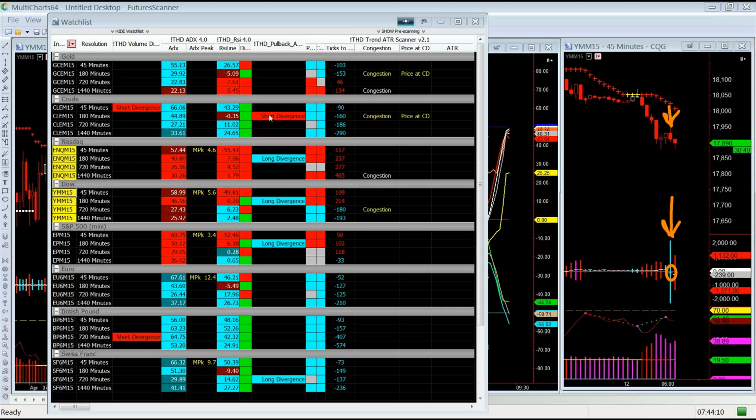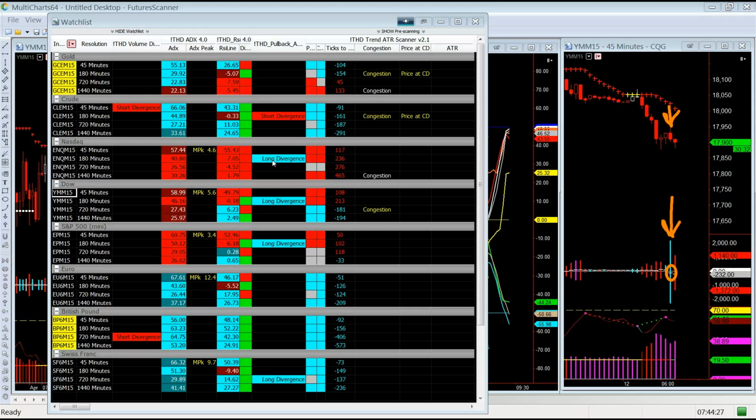Then you would have to look at the heights, John. And if we get a magenta peak on the 45 minute, that tells me to go down to a 3 minute. We already have the magenta peak on the 45 minute.